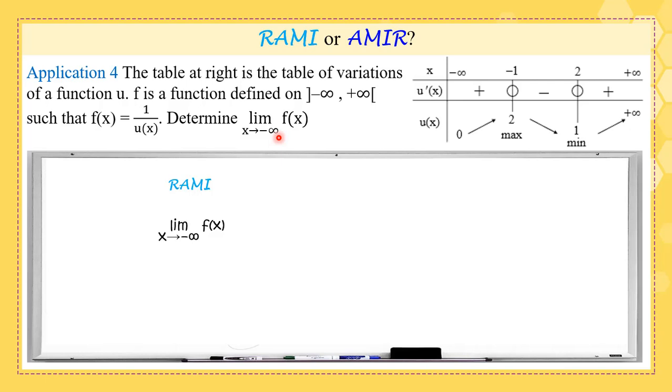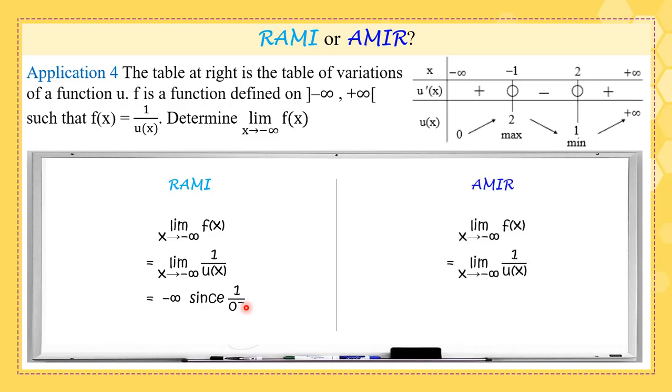Rami said that the limit at minus infinity of f of x is the limit of 1 over u of x, so he replaced f of x by 1 over u of x, and this is correct. And this is negative infinity because we have 1 over 0 minus. Now Amir states that the limit of f of x is the limit of 1 over u of x, similar to what Rami did before. And he states that this is a plus infinity because we have 1 over 0 plus.